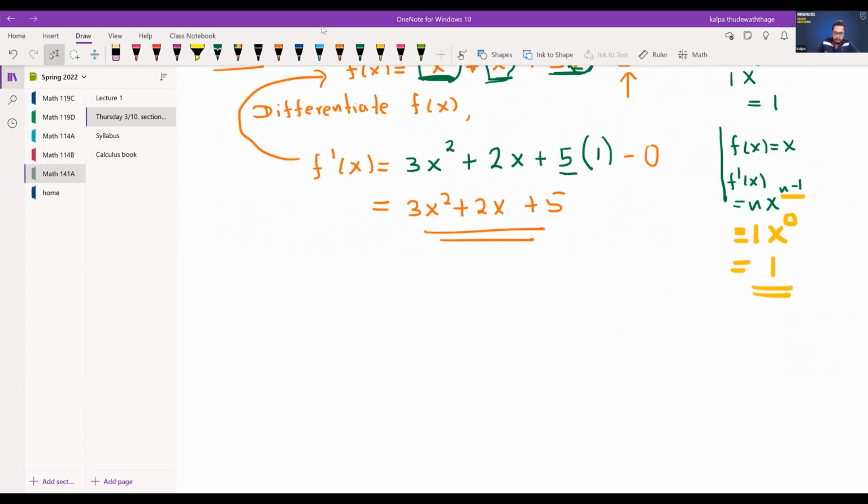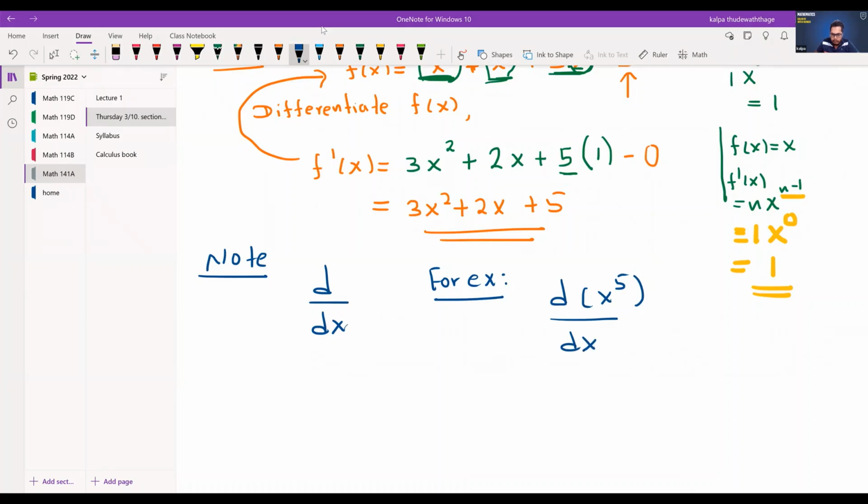So we are still using the power rule. There's one note I want to tell you. Remember, I told you we can use this notation if you are taking a derivative. For example, if you want to take the derivative of, let's say, x to the power 5, you can use this symbol. This symbol says, take the derivative of x to the power 5. How do you take it? You take the 5 down and subtract 1 from the power, and you write it. So that is your derivative. People usually write it as a dash as well.